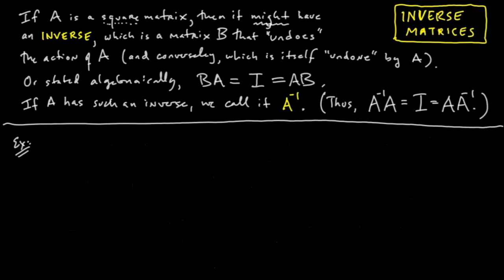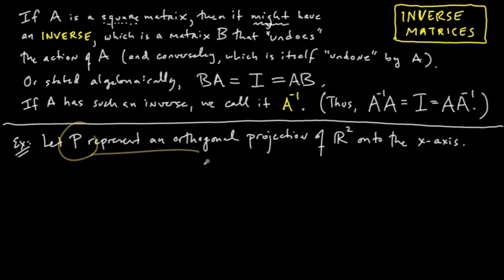Good. But it's important to remember that not every matrix has an inverse. If I have some square matrix, it might be invertible, like that rotation matrix we just considered, but it might not be invertible. And I'll give you an example of a non-invertible matrix where we can see the non-invertibility geometrically. Let P represent an orthogonal projection of R2 onto the x-axis.